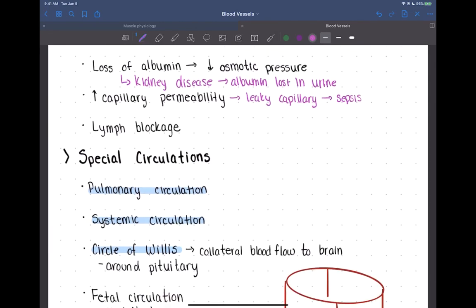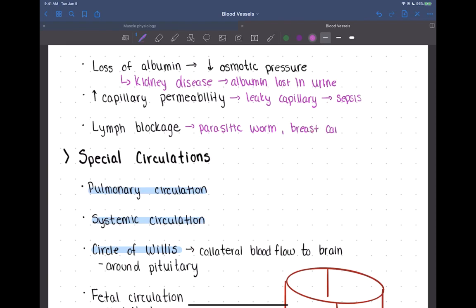Okay, and then lastly, lymph blockage could cause edema. So the lymph vessels aren't as able to take up that lymph and put it back into the blood. And one thing that can cause this, which is kind of horrifying, is a parasitic worm. All right, so there are parasitic worms that are small enough to get into those lymph vessels and just physically block them.